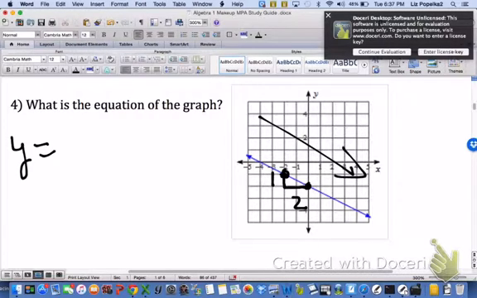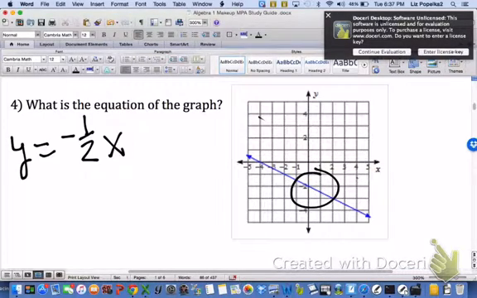It's slanting downwards, so it's going to be a negative. That means my slope is a negative 1/2. I need to put the x in front of it. And then finally, of course, the second half of our slope-intercept form is the y-intercept. So right here where the graph crosses the y-axis, that is a negative 2. Let me erase this stuff out of the way just to make sure we can see. The graph crosses right here at negative 2. So the equation of our graph is y equals negative 1/2 x minus 2.